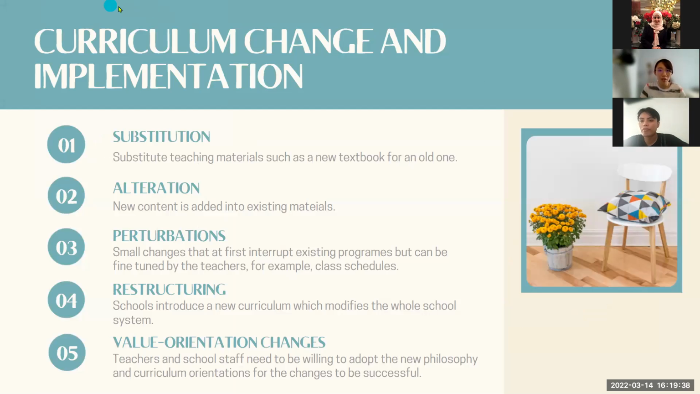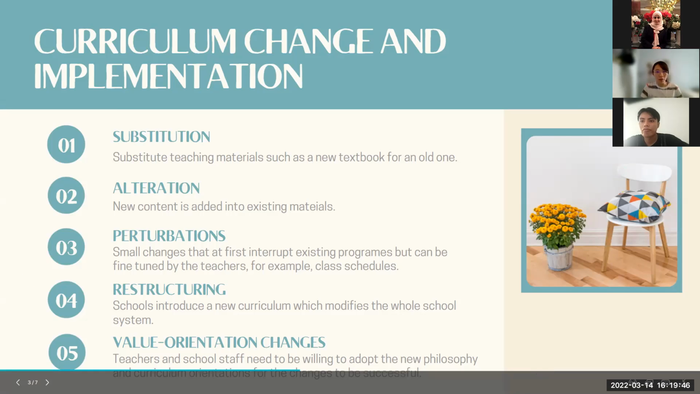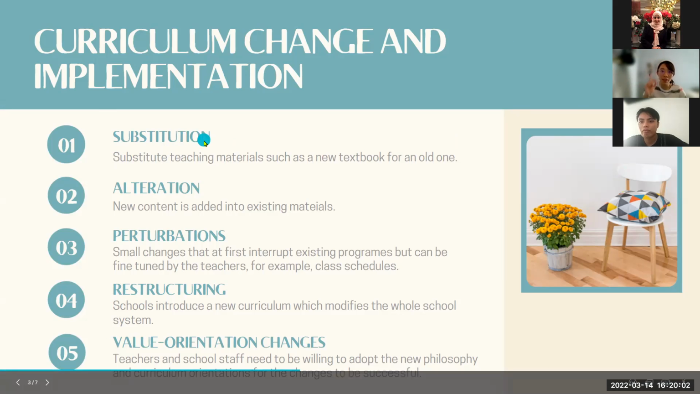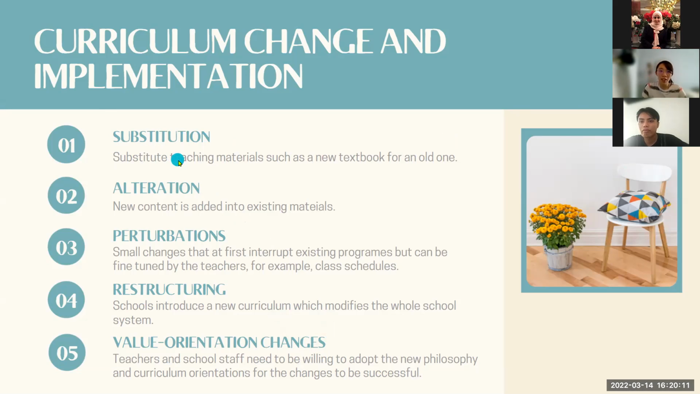Firstly, before we look into KSSR further, we want to look at curriculum change and implementation. According to research, there are five different types of changes that take place when a curriculum is being changed: substitution, alteration, perturbations, restructuring, and value-oriented changes. Substitution is the simplest change, up to value orientation changes, which is the largest change. Substitution is basically substituting teaching materials. For example, when we have a new curriculum, we also have new textbooks and new workbooks.